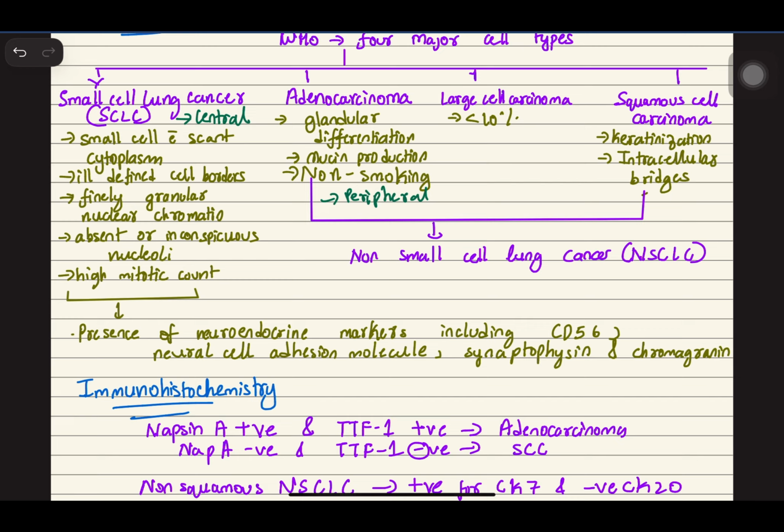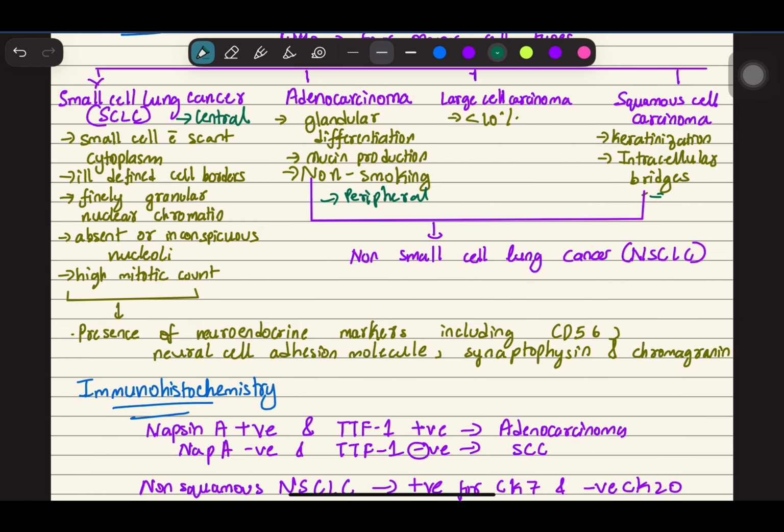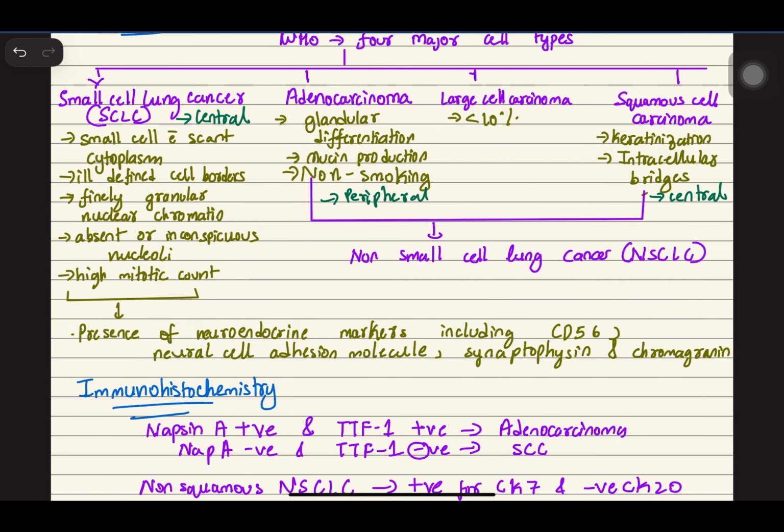And the next one is squamous cell carcinoma, which shows keratinization, which are hard scaly proteins, and they show intercellular bridges, strongly linked to smoking, usually central in location. And the next one is large cell carcinoma, which accounts for less than 10% of cases. Basically, they are big, undefined cells with no clear features.